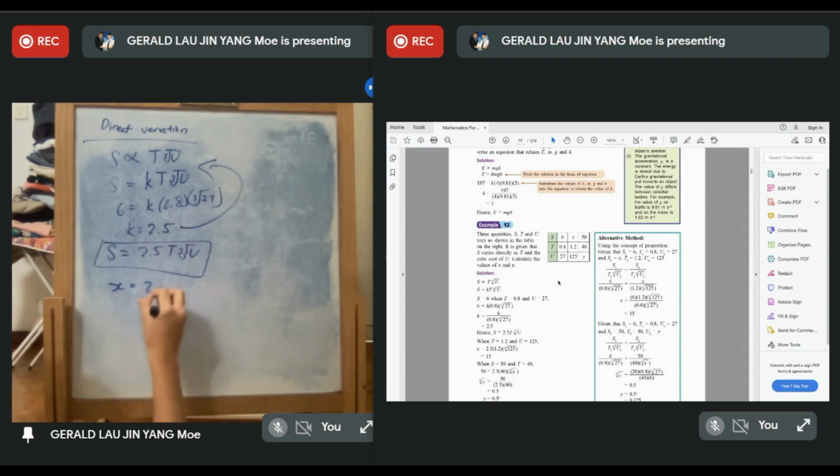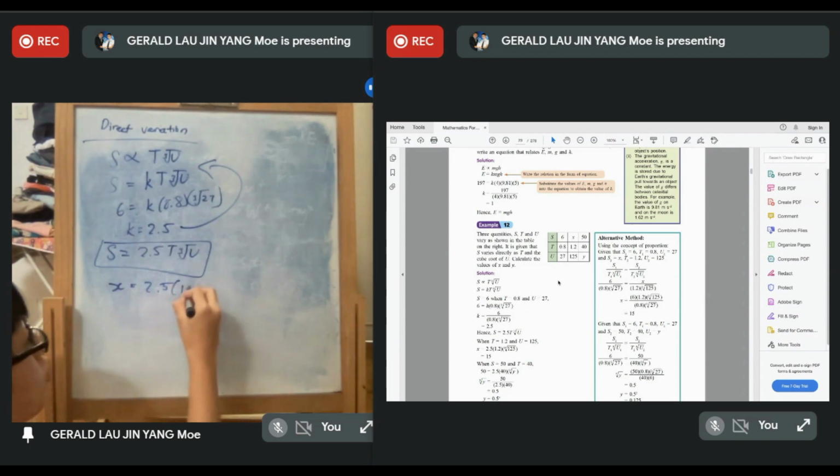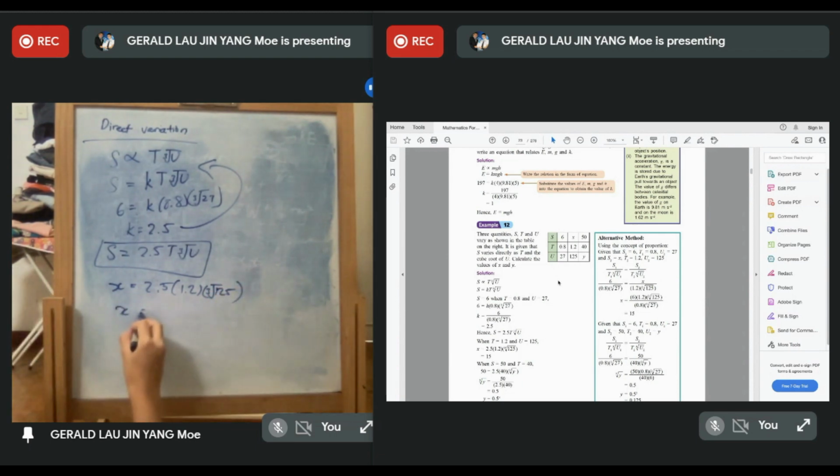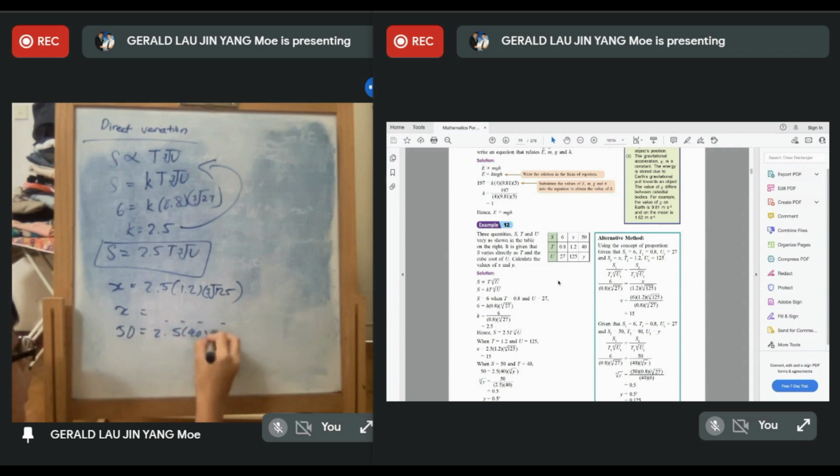x equals 2.5, what's the t? 1.2, and then cube root, what is that? 125. Then you get your x. Same thing for y. Okay, 50 equals 2.5 times t, and then cube root y. Then you get your y.